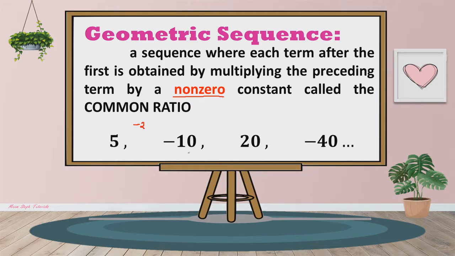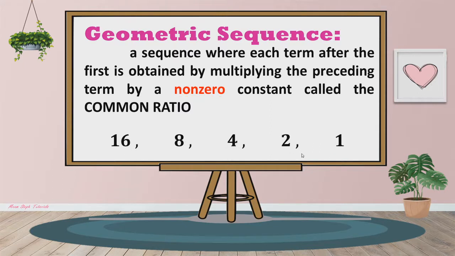Para makuha naman natin ang kasunod na term ng negative 10, we will again multiply it to our common ratio, which is negative 2. Kaya negative 10 times negative 2, that will be positive 20. At para makuha naman ang next ng positive 20, ay multiply again negative 2 times positive 20 and the result will be negative 40 and so on. The third example is 16, 8, 4, 2, and 1. So the first term is 16.